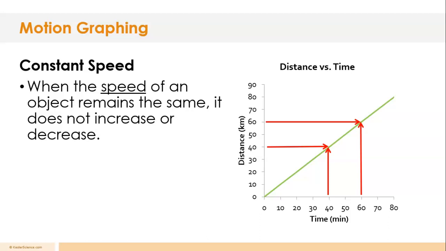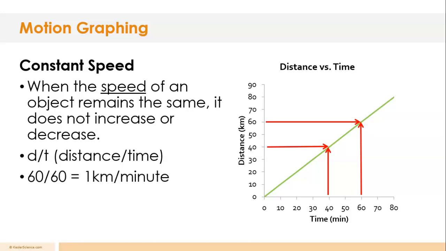Well, if we do a little bit of math, because we know that distance divided by time gives us the speed, we can calculate the speed of the object, and that speed would be 1 kilometer per minute. Well, if we move up the line a little bit to this spot where the arrows are pointing, and we do 60 divided by 60, we are going to see that that also equals 1 kilometer per minute, just like 40 divided by 40 equaled 1 kilometer per minute.